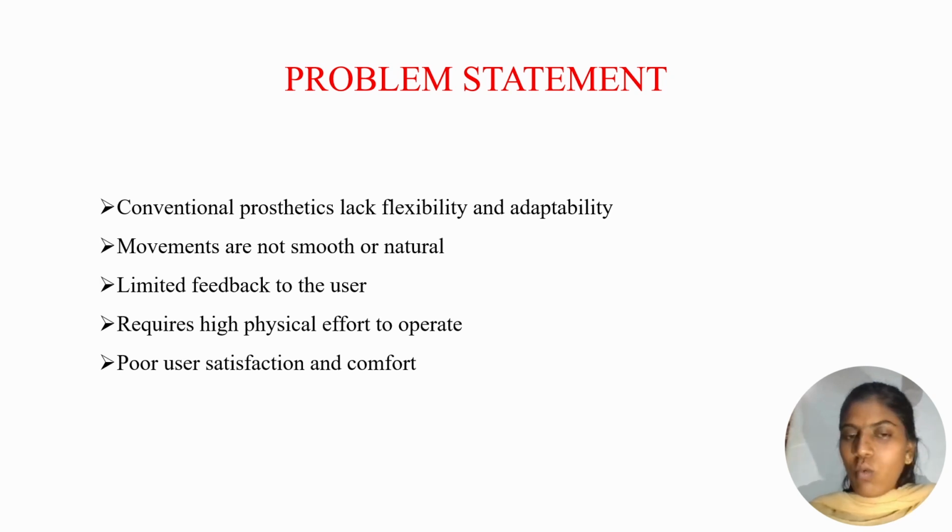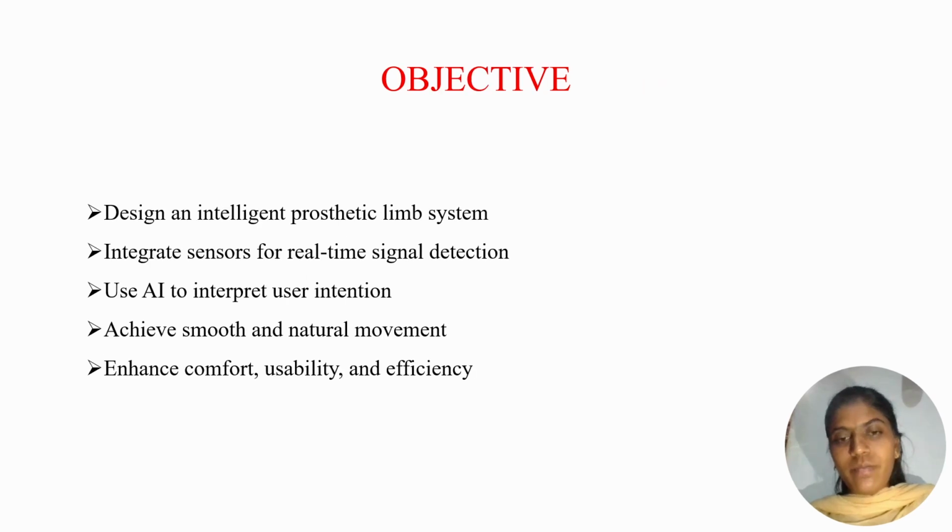Now the problem statement: conventional prosthetics lack feasibility and adaptability. Movements are not smooth or natural, there is limited feedback to the users, and high physical effort is required to operate them. There is poor user satisfaction and comfort. These are the real-time problems. Now let us see how we can overcome these problems.